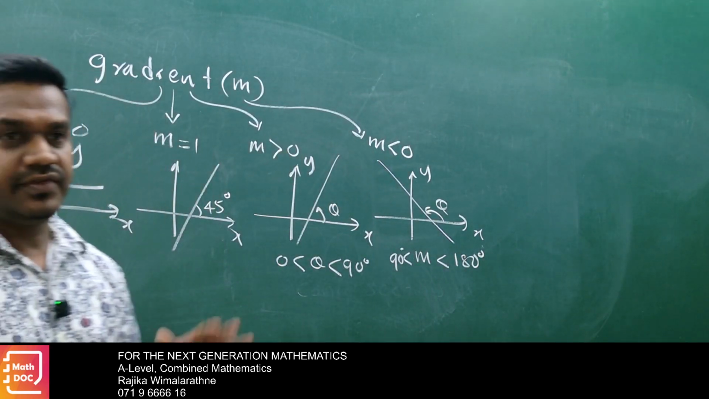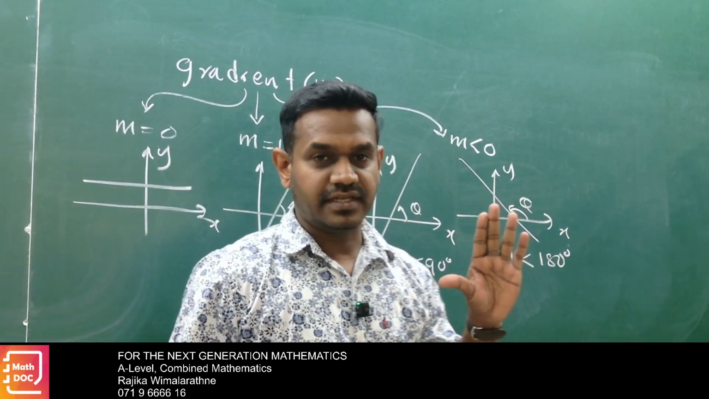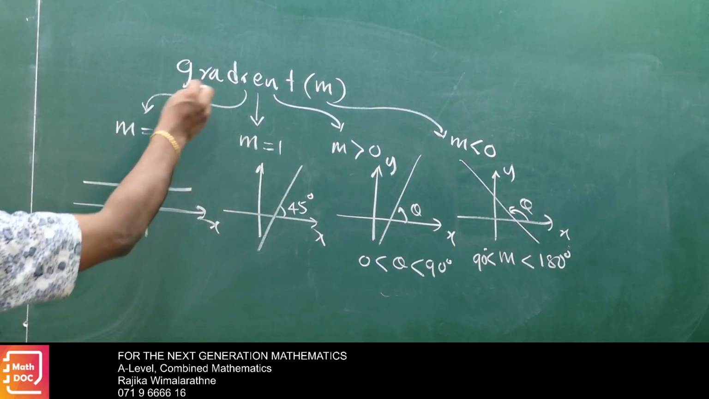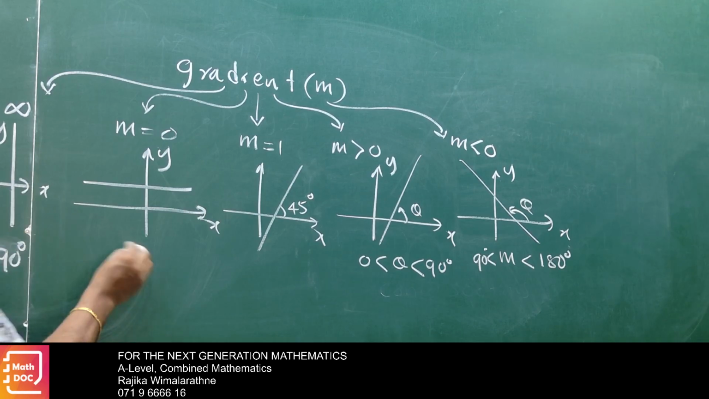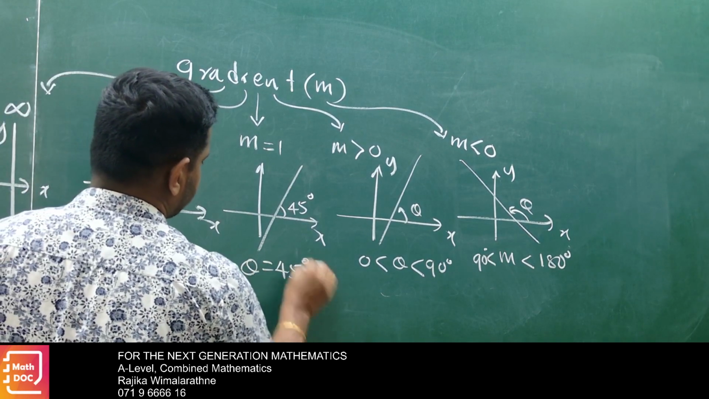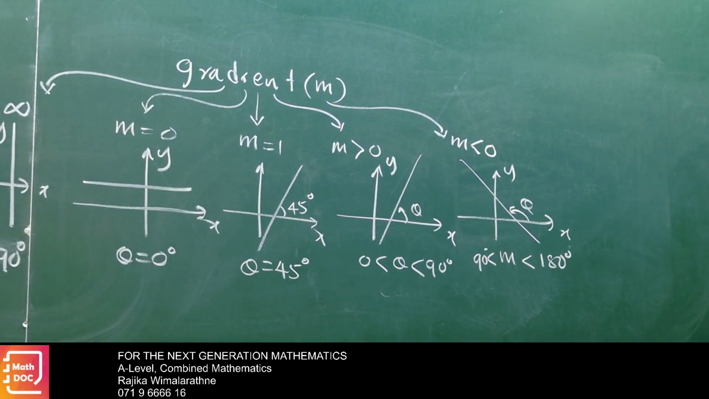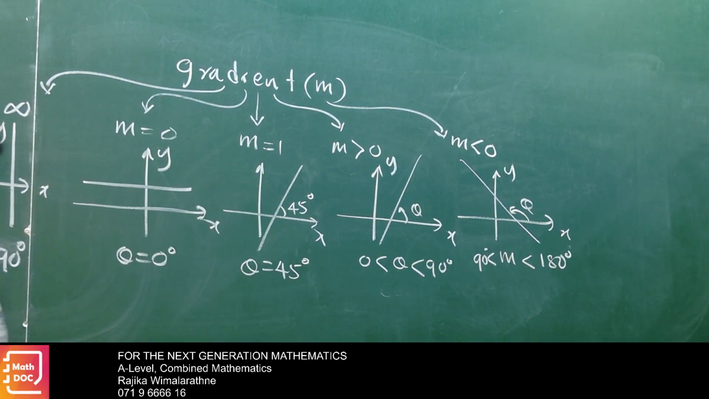Okay. Here we have the m infinity case as well. I'll sketch here. M equals infinity, so here parallel to the y-axis. Infinity gradient, theta 90 degrees. Here theta equals 0. Here theta equals 45 degrees. That goes like that. These are gradients. Just sketch.